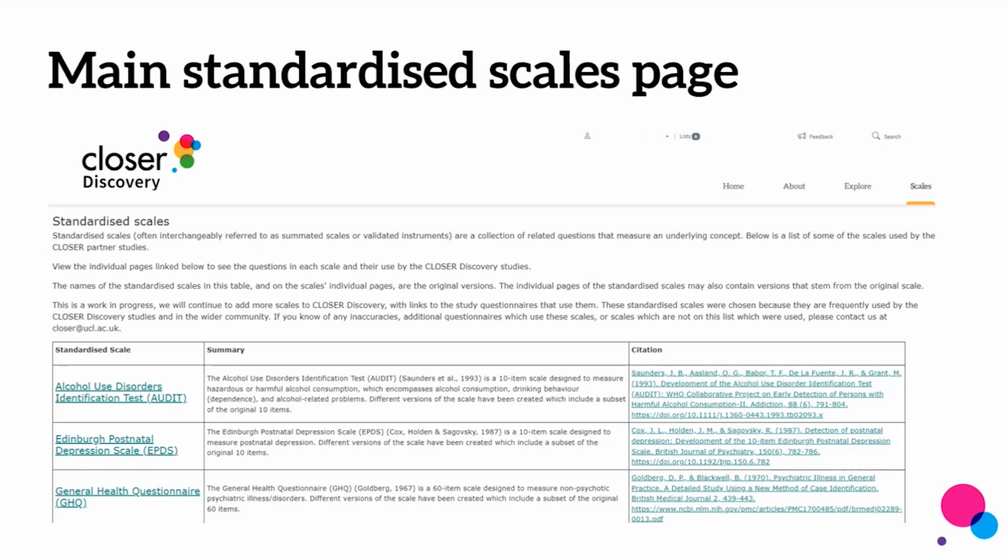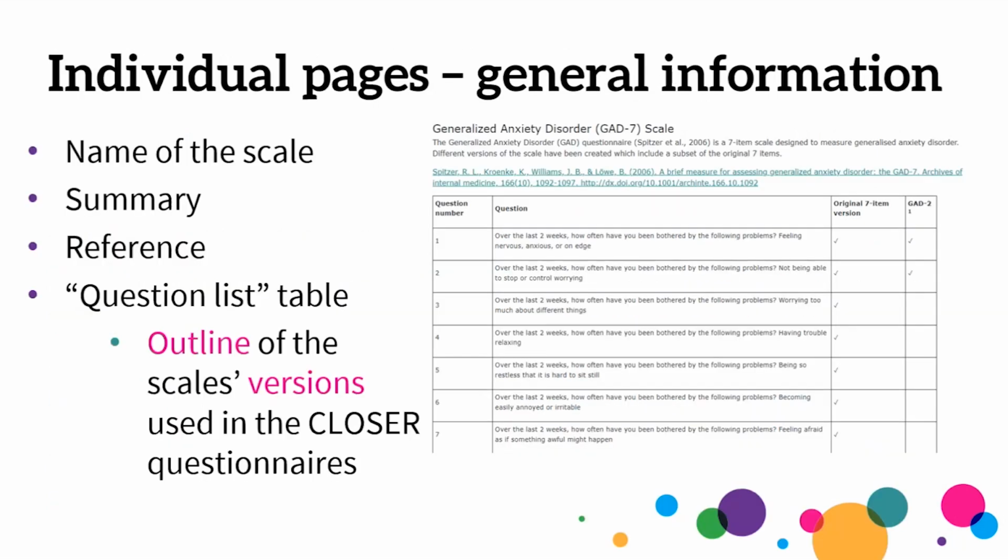In the table that you see here, on the left we have the standardized scales' titles. In the middle, we have the summary, which highlights the topics covered by a scale and how many questions compose it. And lastly, on the right, we have the full citation and the provenance when possible. So if we click on any of the titles in the left column, we then get into the individual pages.